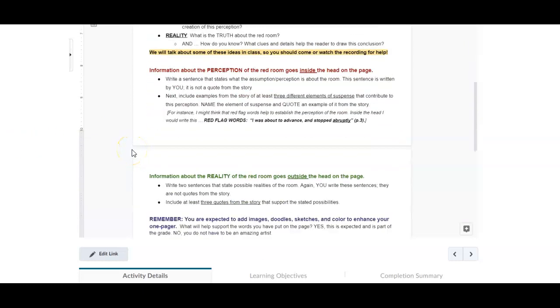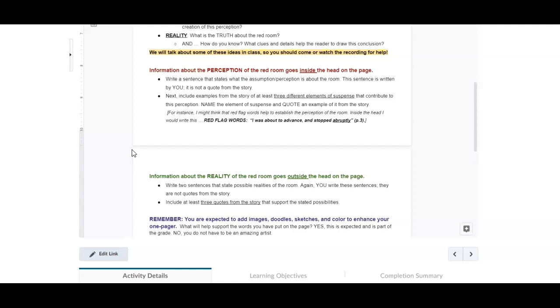Information about the perception of the Red Room goes inside the head on the page. So write a sentence that states the assumption or perception about the Red Room. This sentence is written by you. It is not a quote from the story. Next, include examples from the story of at least three different elements of suspense that contribute to this perception. Name the element of suspense and quote an example from the story. For instance, I might think of red flag words to establish the perception of the room. Inside the head, I would write, for example, red flag words: "I was about to advance, but stopped abruptly."